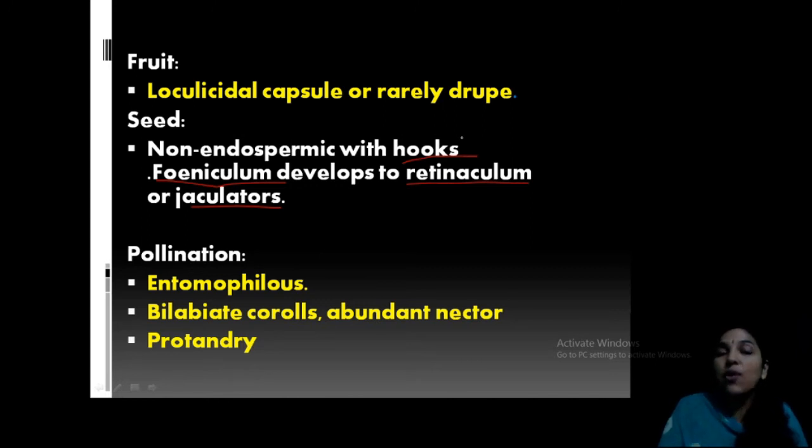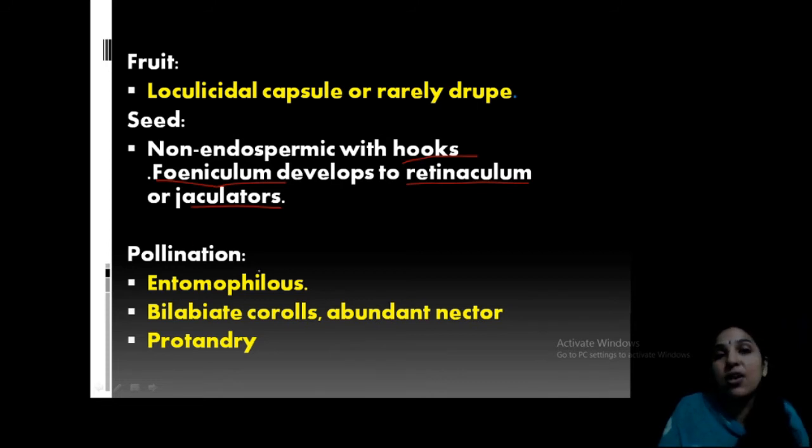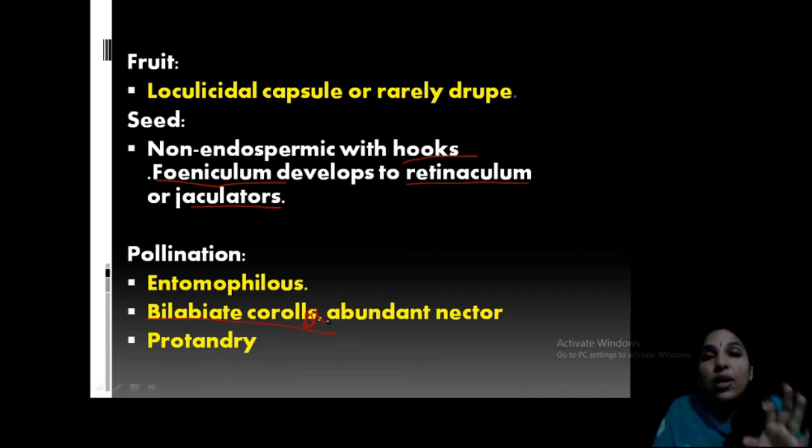Here it is. I already told bracts and bracteoles, spike inflorescence, and the second one is retinaculum or jaculator. What is retinaculum or jaculator? It is the formation of hooks. How do hooks develop? They develop from the funiculum of the ovule. Clear? Pollination is entomophilous, that is usually by insects, butterflies. They are attracted mainly due to the bilabiate corolla, that favors entomophily or insect pollination. And another point is the disc: abundant nectar is produced in the disc.